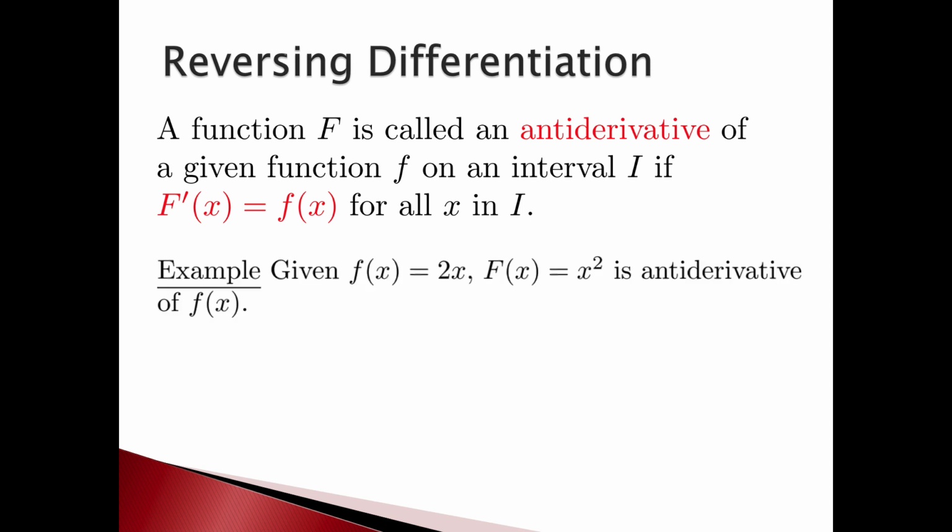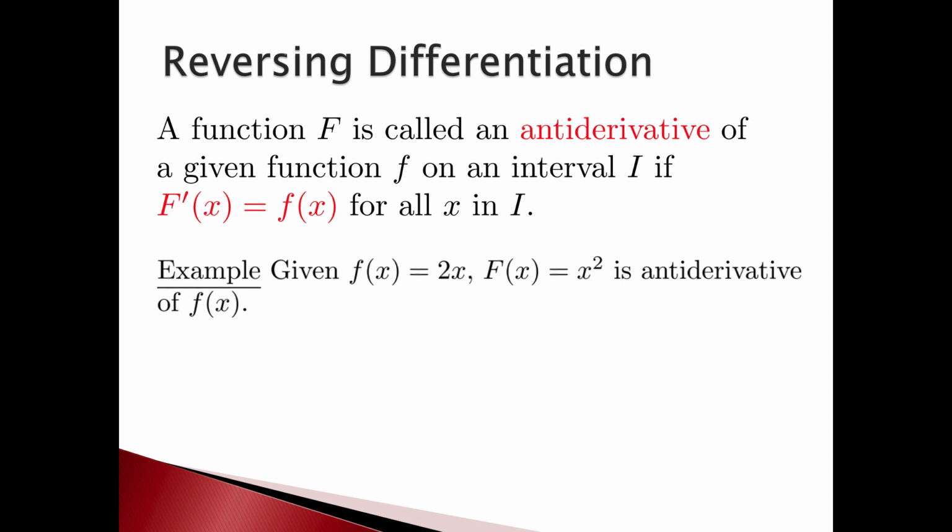For example, let's say that little f is 2x. Okay, little f of x is 2x. Where did it come from? Well, obviously the answer's got to be x squared, right? Because if I took the derivative of x squared, then you get 2x. So in this case, our antiderivative, our capital F, is the notation we're using here, will be x squared.